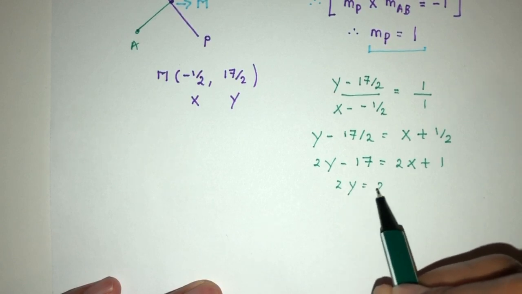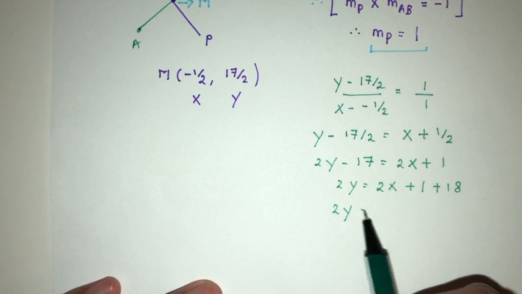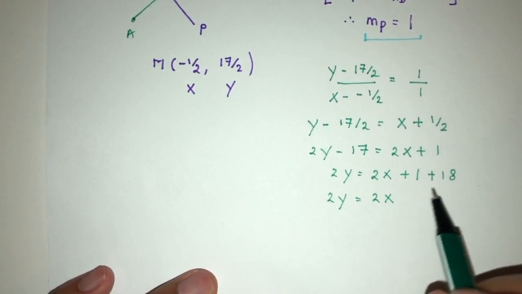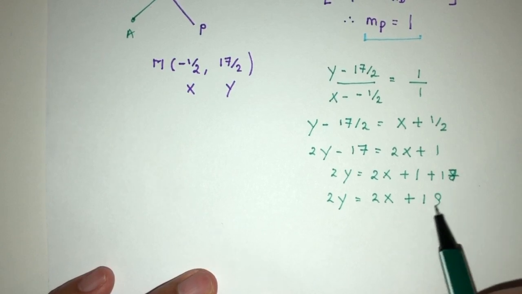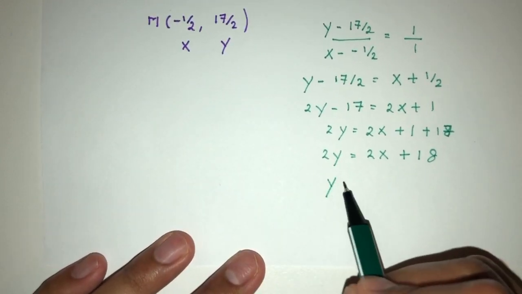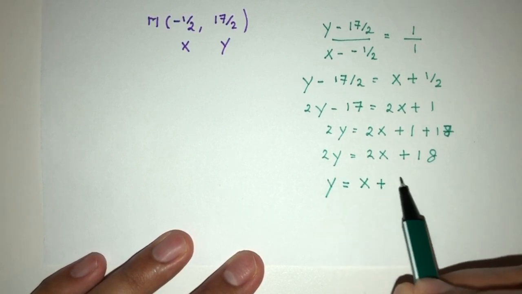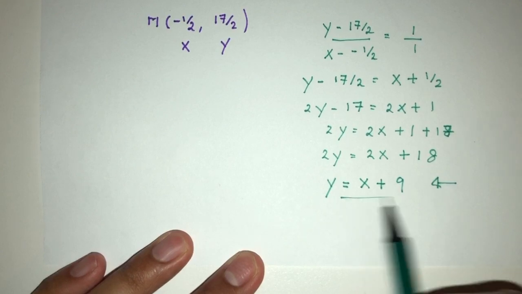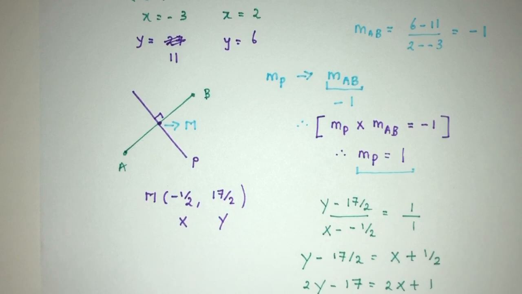2y is equal to 2x plus 1 plus 17, so 2y has to be 2x plus 18. Finally, we can divide by 2 everywhere, so y is equal to x plus 9 as your equation of that line P, which is your perpendicular bisector.